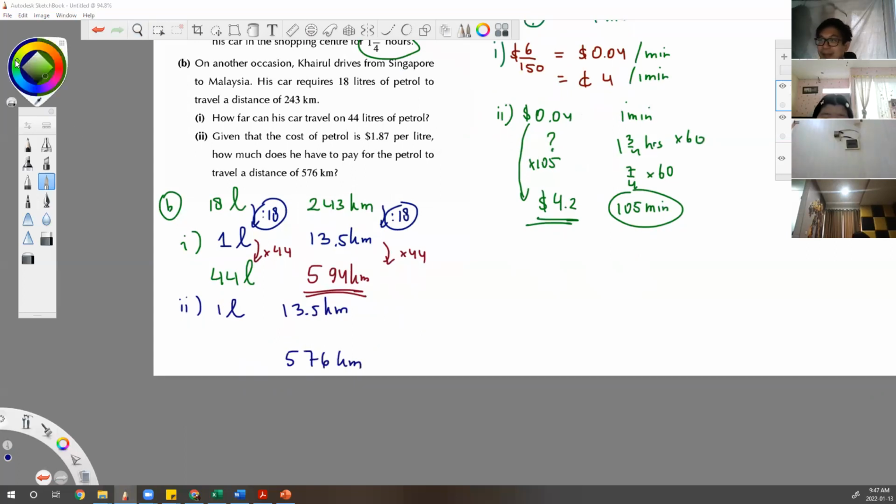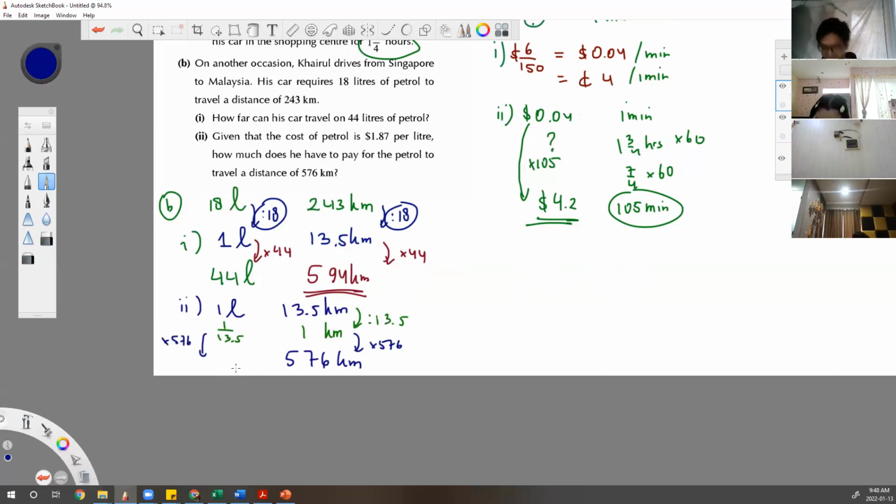Making it 1 is the easiest. Remember, this is similar to percentage, 1% how much, remember from yesterday. 1 kilometer first, so you divide by 13.5, so 1 divided by 13.5, let it be, right? And then from here, you multiply by 576, right? This is also the same.